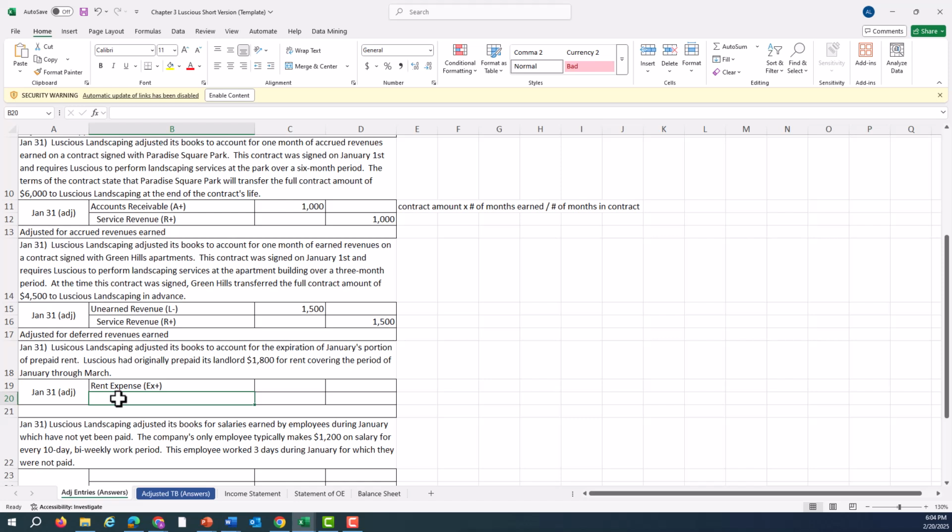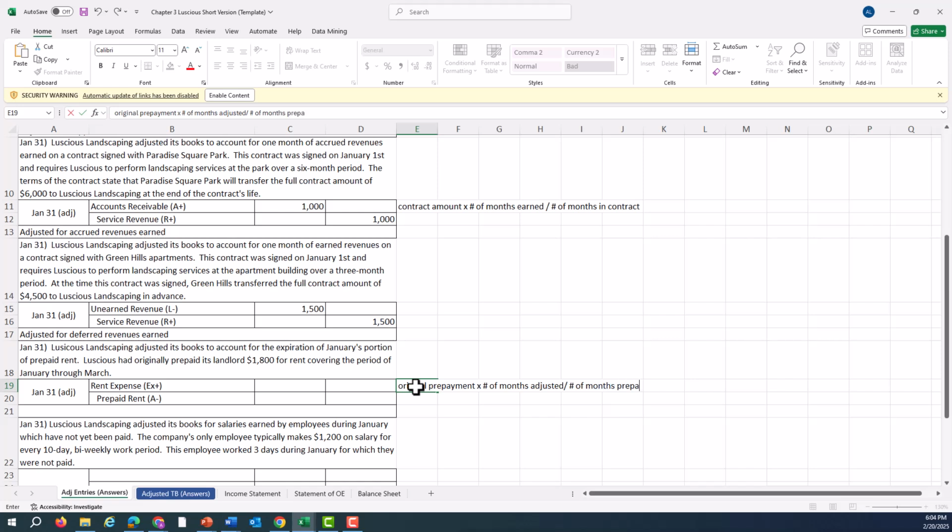What else has to change on our books? Well, we had 3 months prepaid for, January through March. January is over with now. We only have 2 months remaining on here, which means we need to reduce the balance of our prepayment. So our credit is going to be to prepaid rent. And we'll use the same formula that you always use for the adjustment for the expiration of prepaid assets. It is the original prepayments, total amount that you paid, times the number of months adjusted for over the number of months that you originally prepaid for.